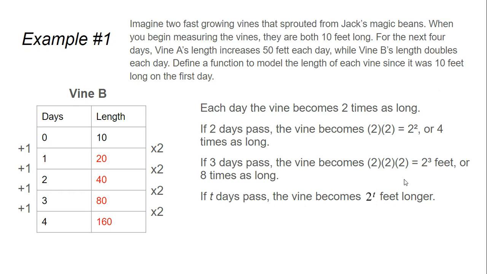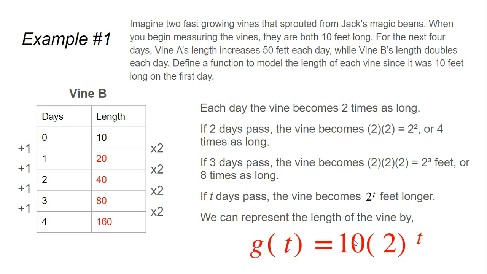If we start with 10 and multiply again and again by 2, we're going to start with 10 and multiply by 2 however many times the days have passed. So if 5 days have passed, it's going to be 5 2's. So 10 times 2, 5 times. We can represent that with 10 times 2 to the 5th power. Once again, an equation to represent the length. This is an exponential equation that represents this geometric sequence.